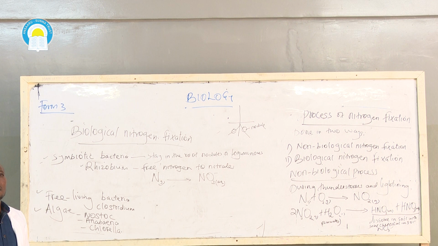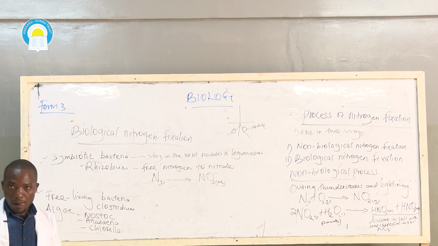Remember, I'm insisting, plants don't take nitrogen as a free element, but in the form of nitrates, this ion or radical. Next, we can proceed and talk about the free living bacteria. They also fix nitrogen in the soil by changing it into nitrates. The algae, Nostoc, Anabaena, and Chlorella, also fix nitrogen to form nitrates, and the plants absorb these nitrates to make proteins. Also, when plants and animals die, they are decomposed by the saprophytic bacteria.